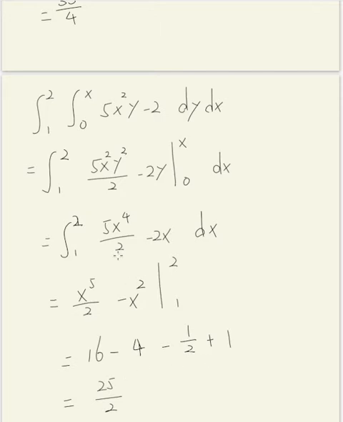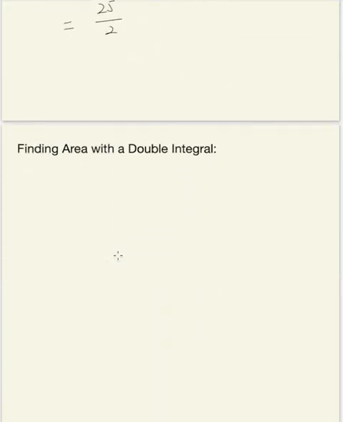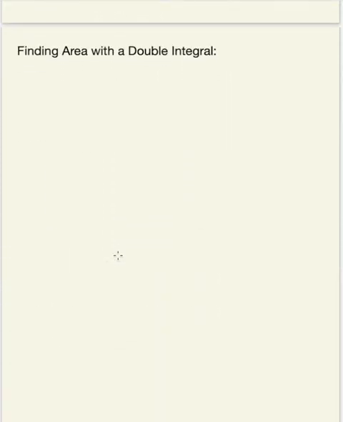Now let's talk about why double integrals are useful. Well, first we can use it to find the area of some shape in a two-dimensional coordinate system. So suppose we have this.